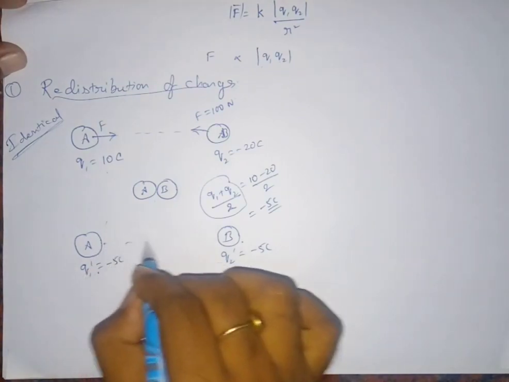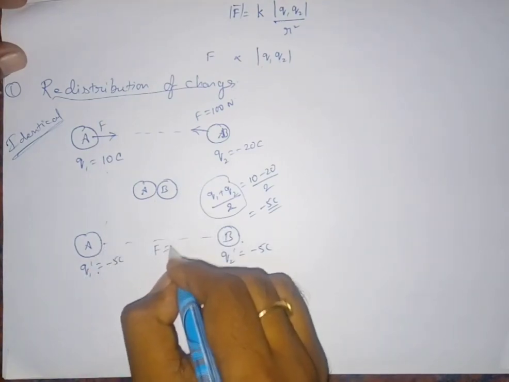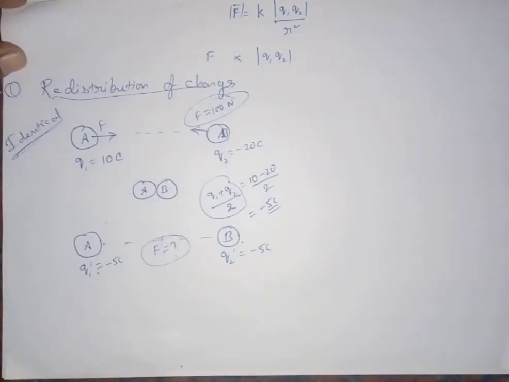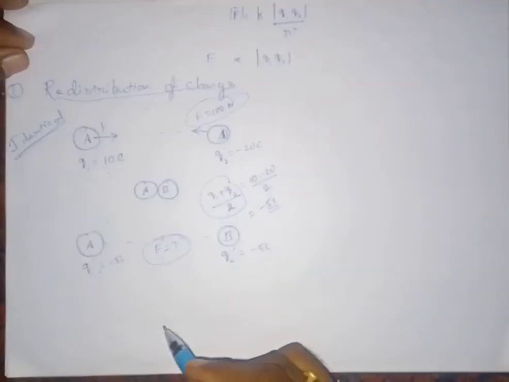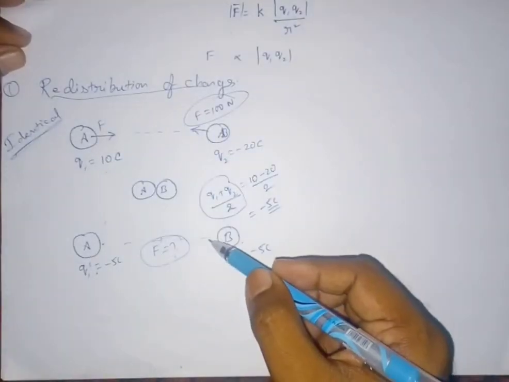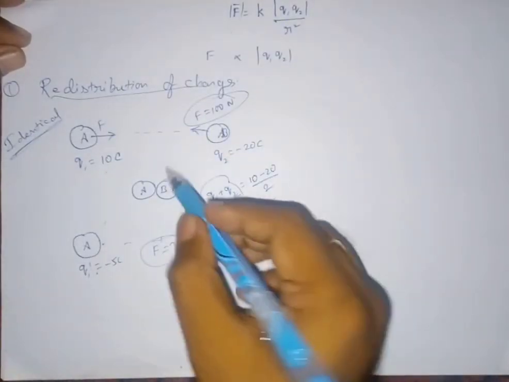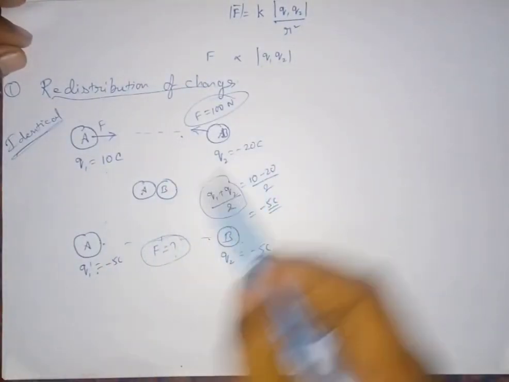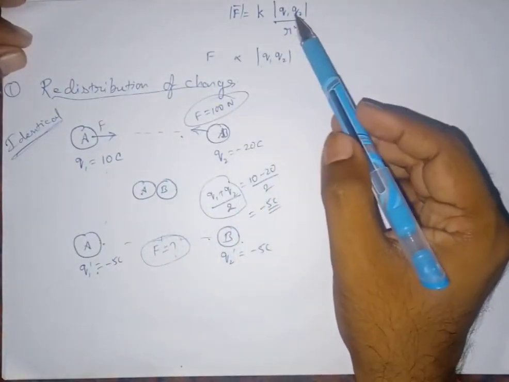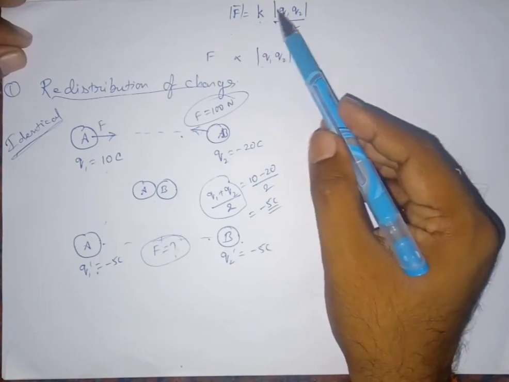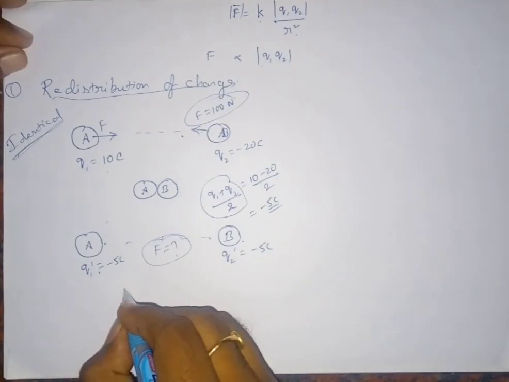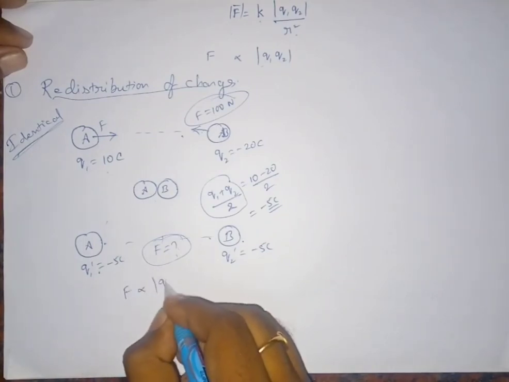Now the question goes like, what is the force between them now? The earlier force was 100 newtons. Now what is the force? What is the thing that was changed from the first case to the second case, or before touching to after touching? It's only the charges. The distance happened to be the same, the medium happened to be the same, but only the charges are getting redistributed. And hence I can take F is proportional to mod Q1 Q2.